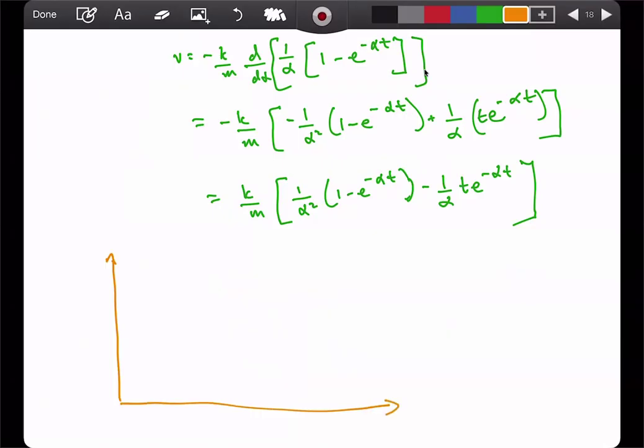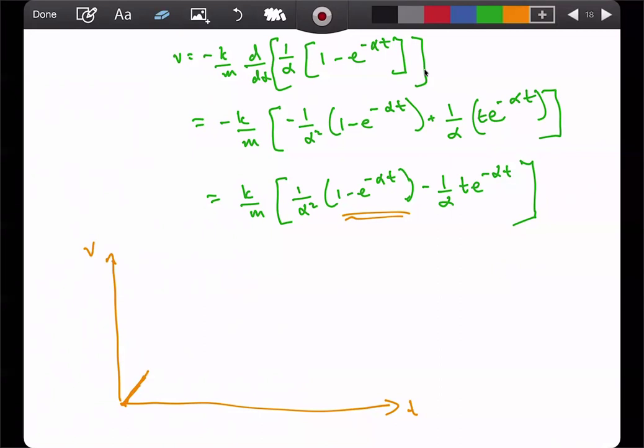So my velocity versus time. Here's my time, here's my velocity. First off, what do we know? Initially, when t is equal to 0, this term is going to go to 0 because I'm going to get a 1 minus 1, which gives me a 0. And then I get this exponential term, which is growing. So this is going to grow basically linearly initially. I'm going to get something that looks like this, with a little bit of quadratic on there, but that's fine.